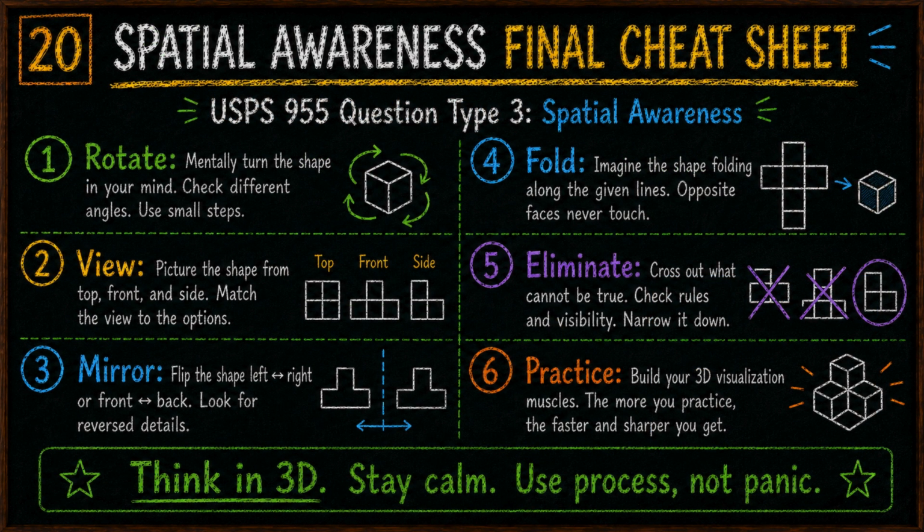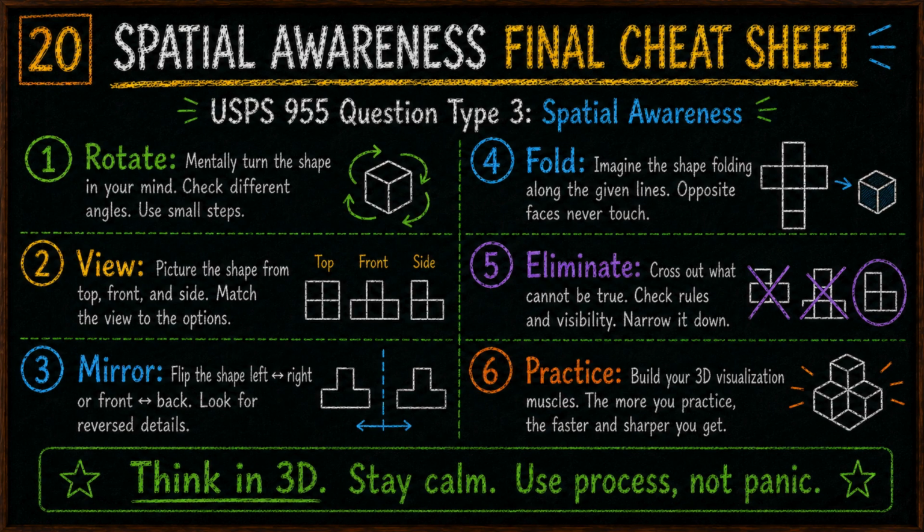This is the final cheat sheet for USPS 955 Spatial Awareness. First, rotate. Mentally turn the shape in your mind. Use small steps. 90 degrees at a time is easier than trying to jump to the final view. Second, view. Picture the shape from the top, front, and side. Stand in the viewpoint the question asks for.